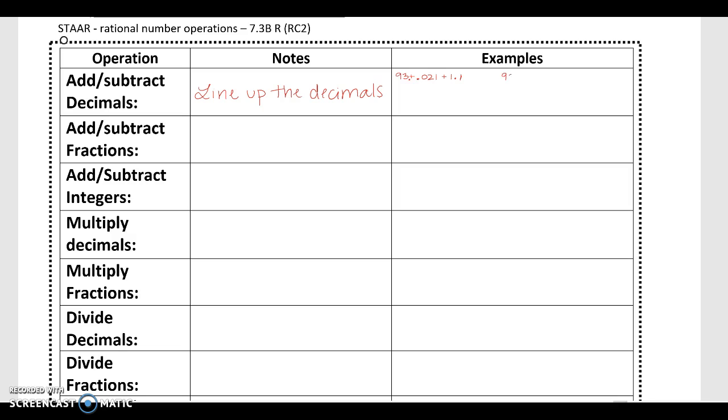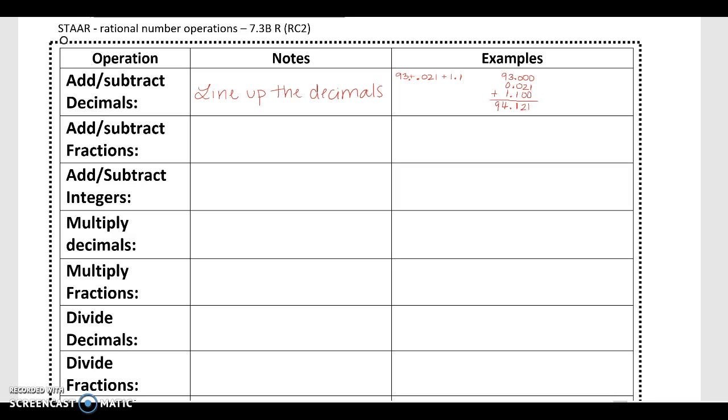So I would have 93.000. I'd have 0.021. And I would have 1.1. And then you just fill in zeros to help line up your numbers. So 1 plus 0 and 0 is 1, 2, 1, 3 plus 1 is 4, and 9 plus 0 is 9. So it comes out to 94.121.